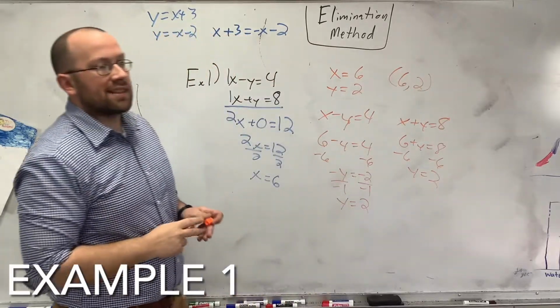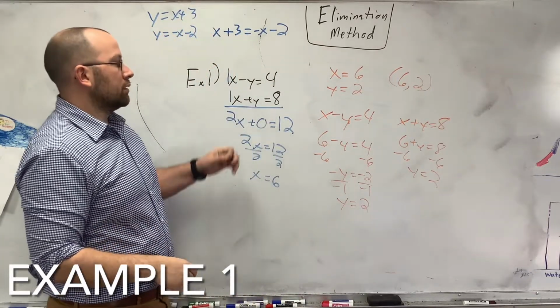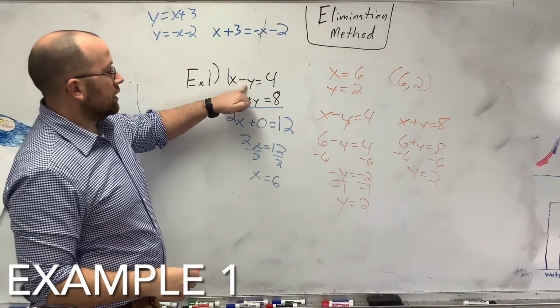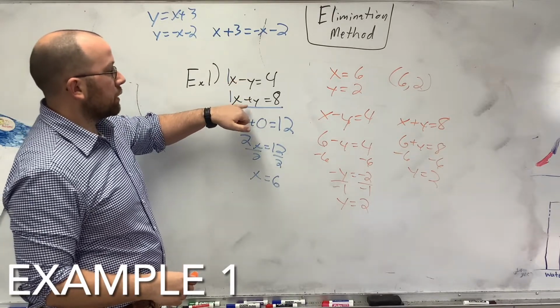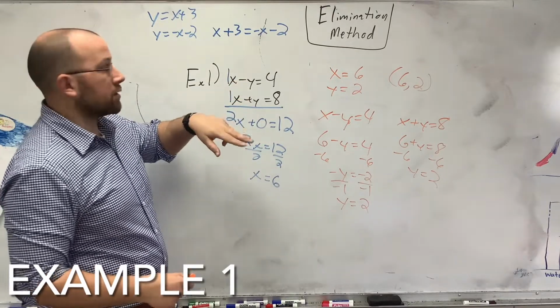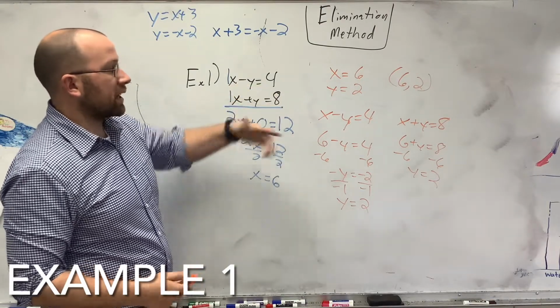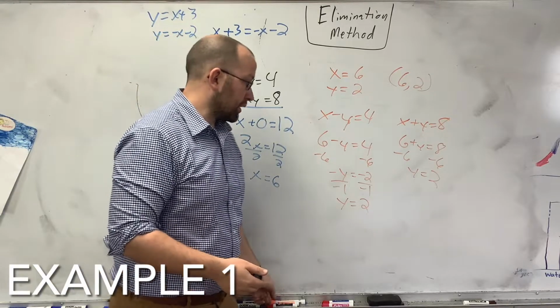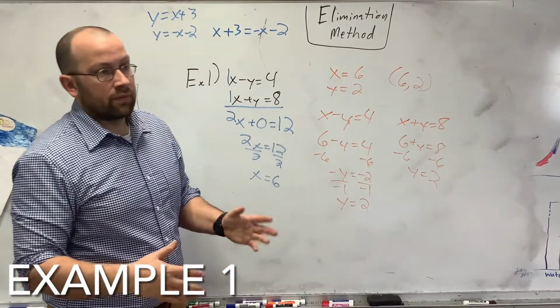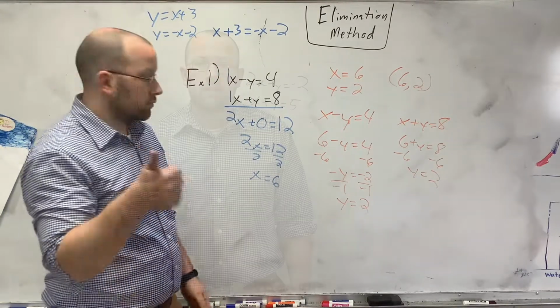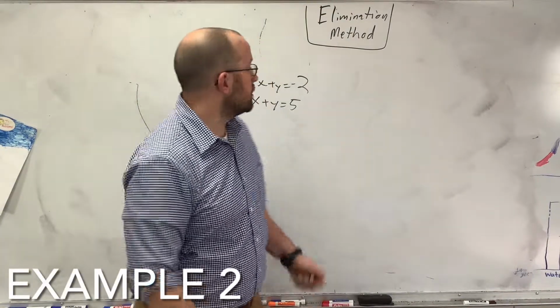So at the point 6, 2, this and this linear equation cross each other, and that's a solution. So when I do 6 minus 2, I get 4. 6 plus 2, I get 8. So it is the answer for both of these where they cross. Alright, this is our next one.